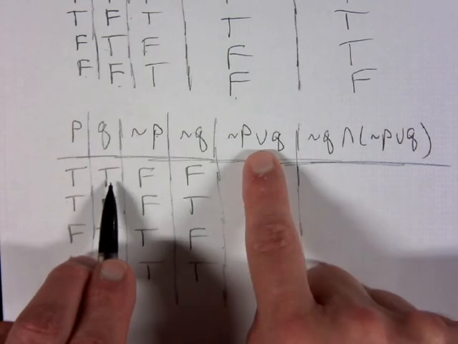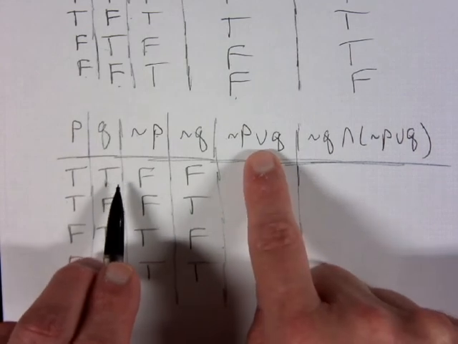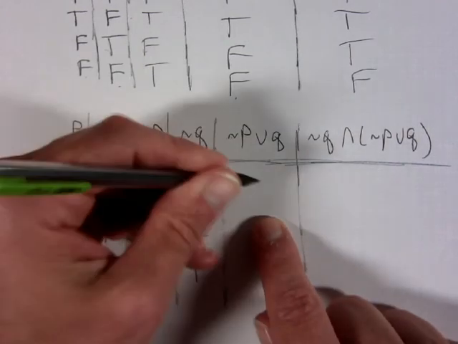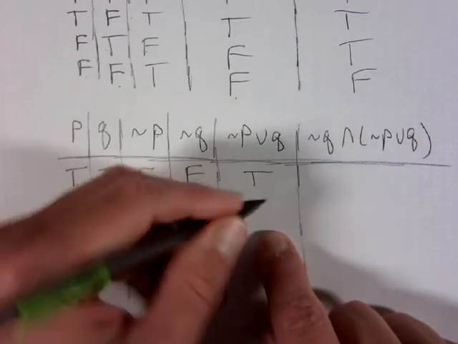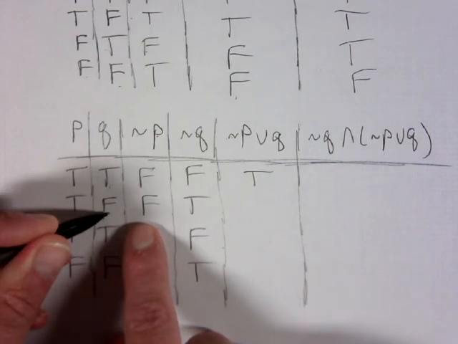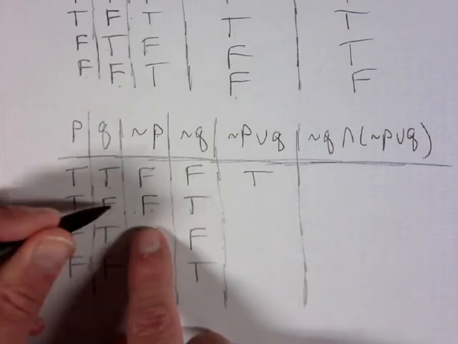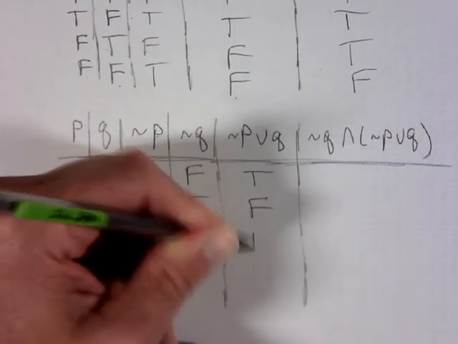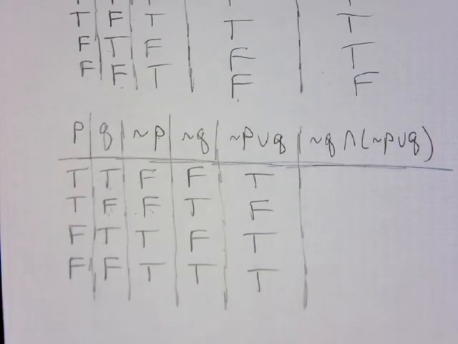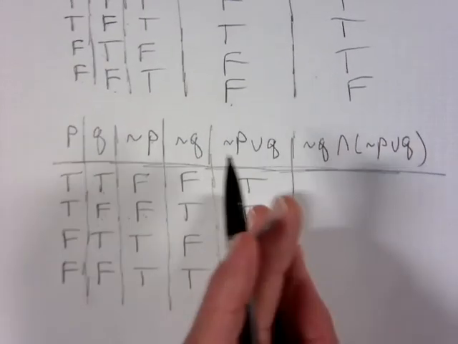Remember, it's an or statement, so the only way that an or statement can be false is if both parts are false. So true or false makes true. False or true makes true. Oh, wait a minute, hold on. I got my columns mixed up. It's false or false because I'm using column 2 and column 3. False or false makes false. True or true makes true. False or true makes true. So there's your fifth column now. And so make sure you keep straight which columns you're using to fill in the next column.